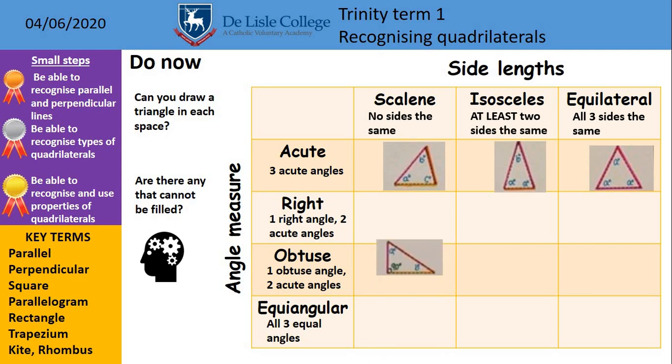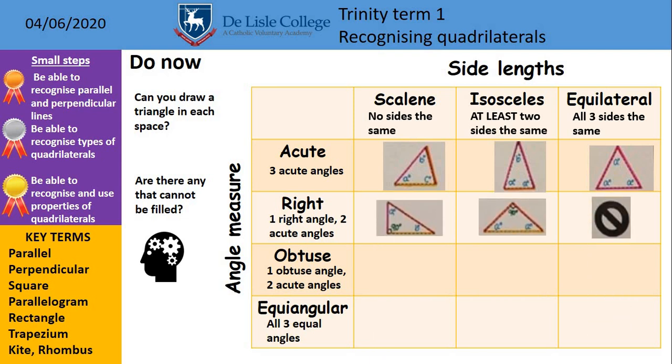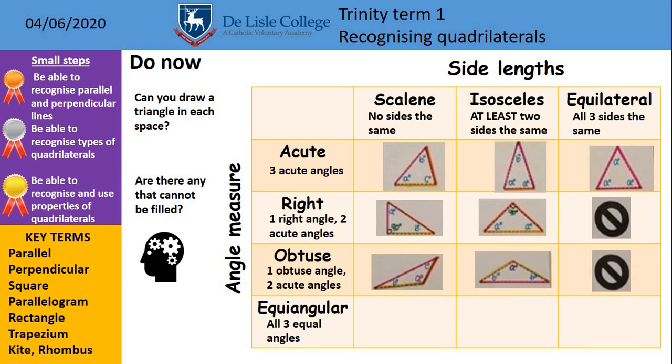Okay, so well done on how you went at those. These would be the answers here. You cannot get a right-angled equilateral, because again, equilateral, all three angles must be the same. Right angle means 90. We can't have three 90-degree angles. It must add up to be 180 total for a triangle. Likewise, we cannot get an obtuse equilateral.